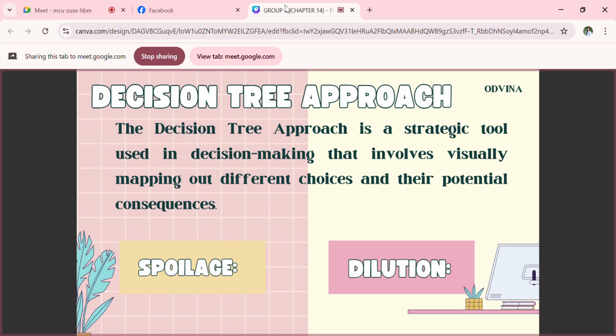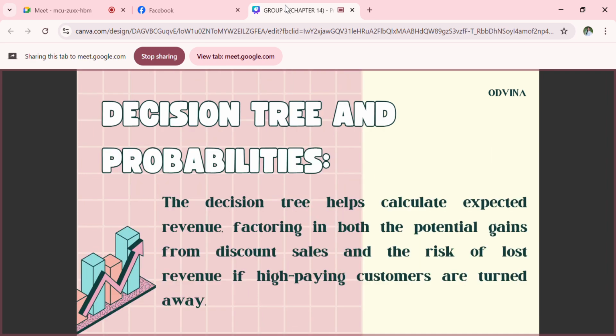leading to a decrease in potential revenue. Companies avoid dilution by limiting discounts to ensure that they don't miss out on premium-paying customers. The decision tree and the probabilities. The decision tree helps calculate expected revenue, factoring in both the potential gains from discount sales and the risk of lost revenue if high-paying customers are turned away.